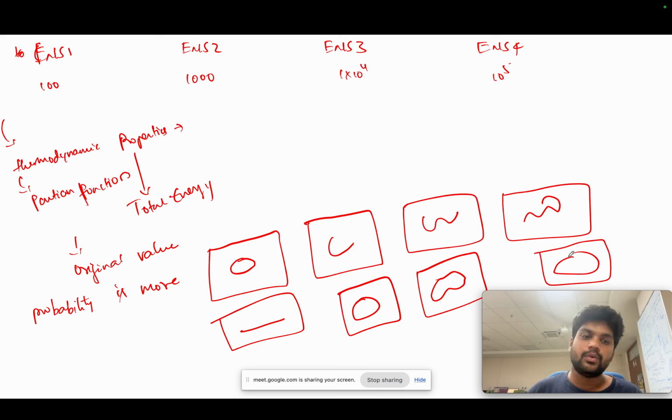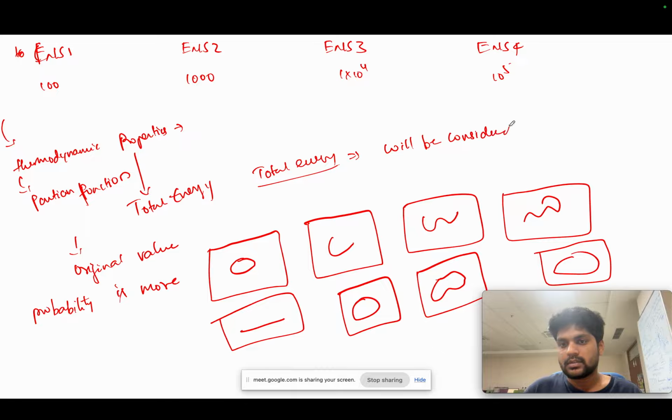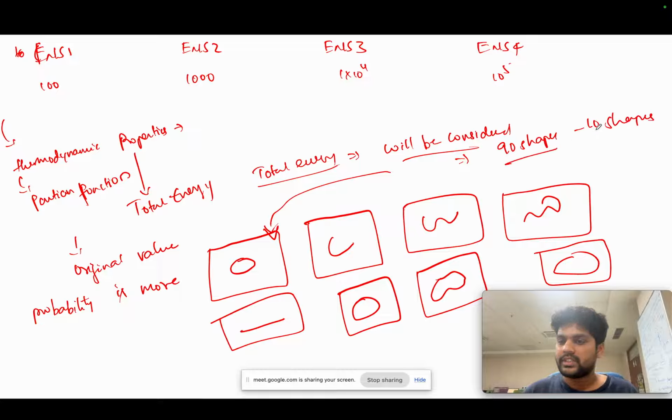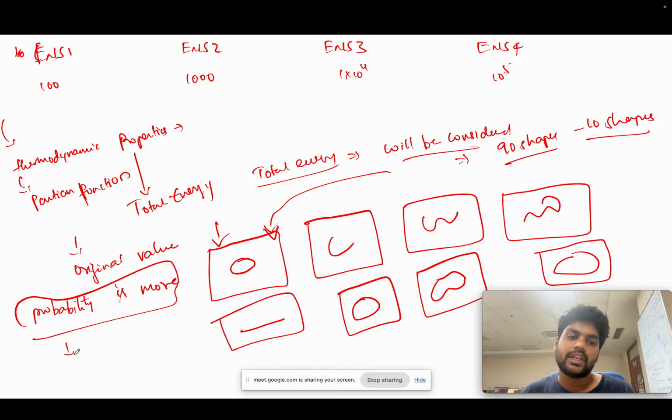So it can take any form, but you know that if I add all the things, the total energy will be considered majorly by this shape, right? So if you have these shapes more, say suppose 90 are this type of shape and 10 are different types of shapes, the total energy will be more on this and less on that, so there will be domination of this energy. That's why the probability is more important here, the probability of attaining the stable state.